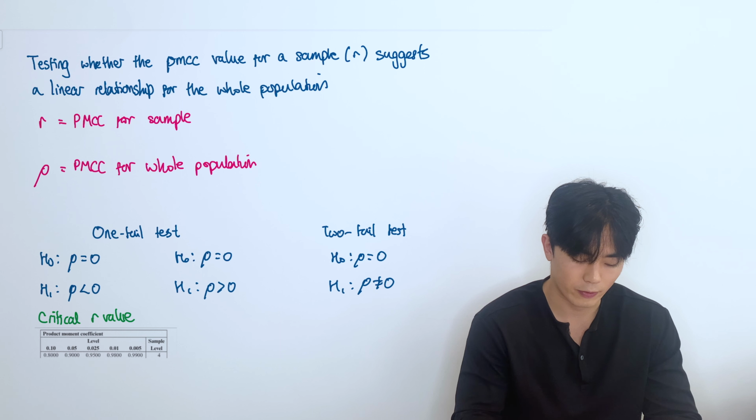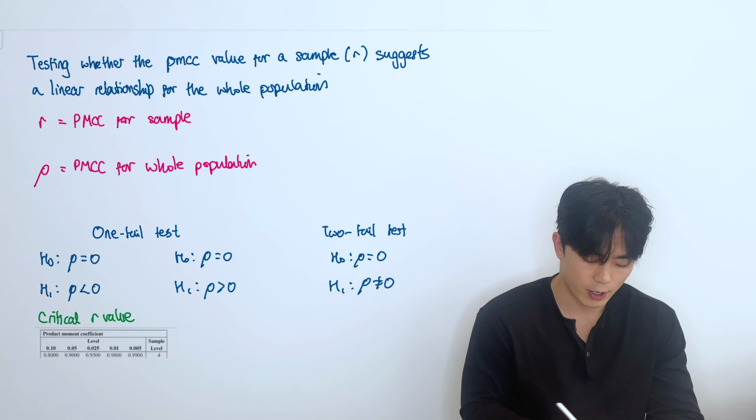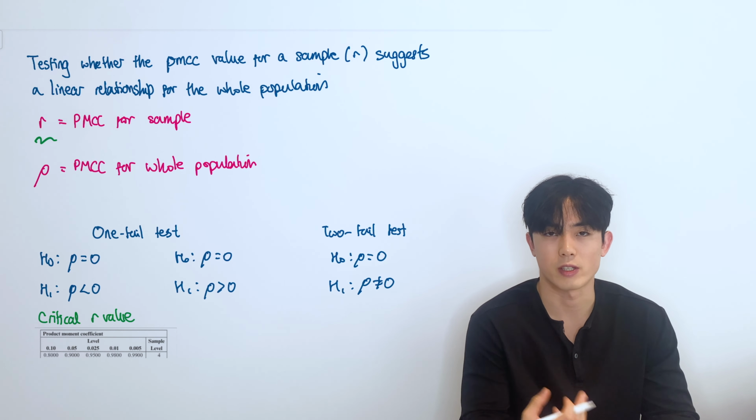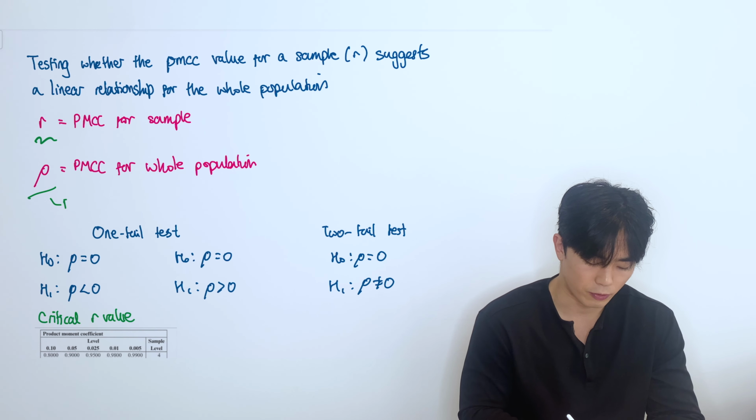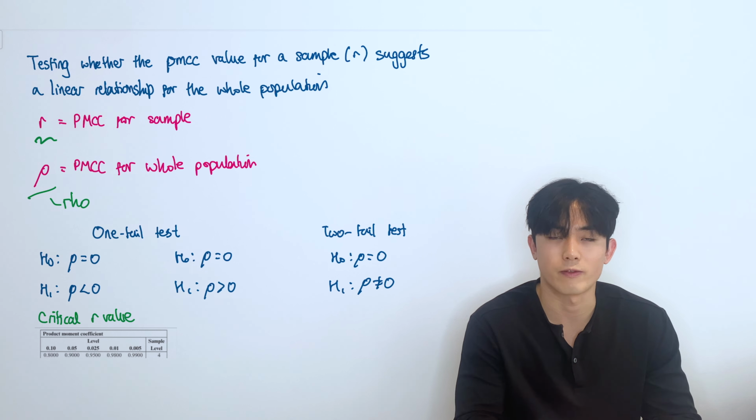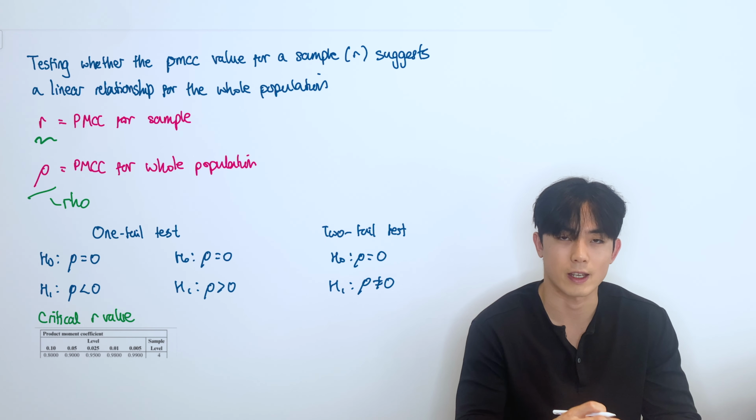So just a couple of key values we need to know. This R value here, we write it as the PMCC for the sample. So this is what we get from the sample. And this symbol here is pronounced as rho, and this just represents the PMCC value for the whole population. So this is what we're trying to test.